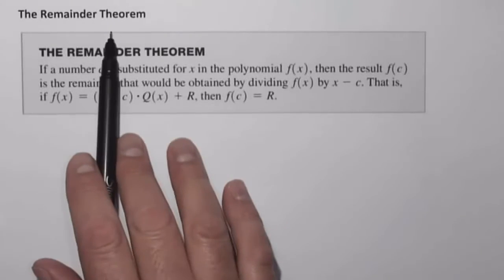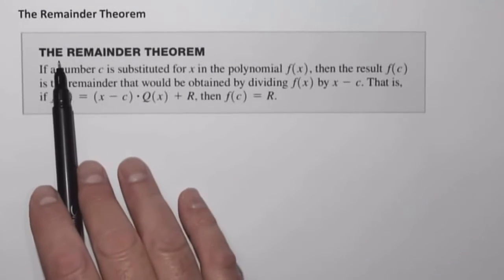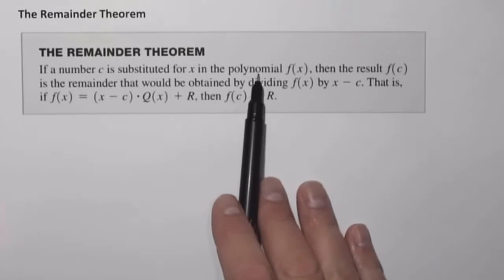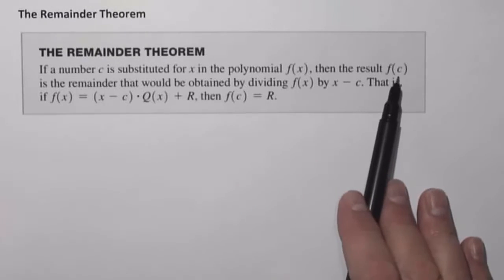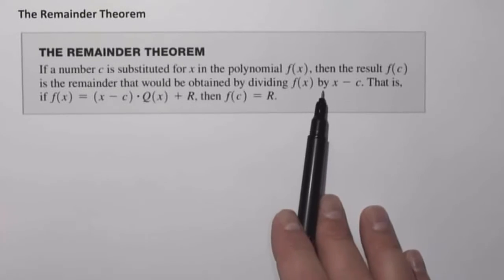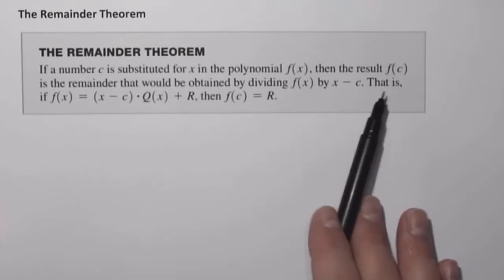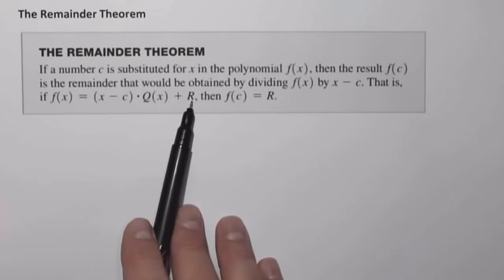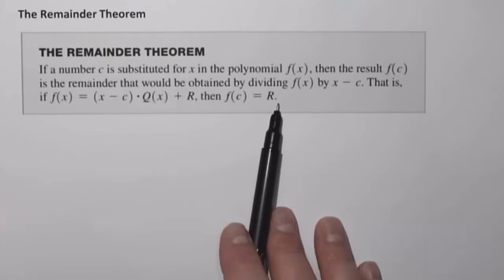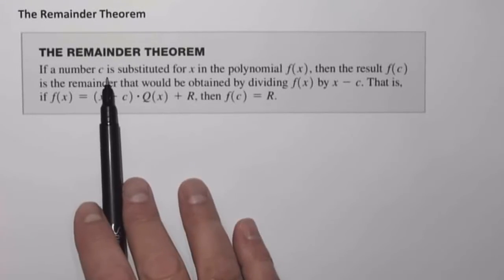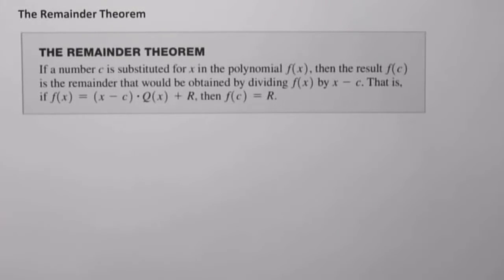In this video, we're going to examine the remainder theorem. The remainder theorem states, if a number c is substituted for x in the polynomial f of x, then the result f of c is the remainder that would be obtained by dividing f of x by x minus c. That is, if f of x equals x minus c times the quotient plus the remainder, then f of c equals the remainder. So in other words, plugging this value into our polynomial function is the same as the remainder when we divide the function by x minus c.